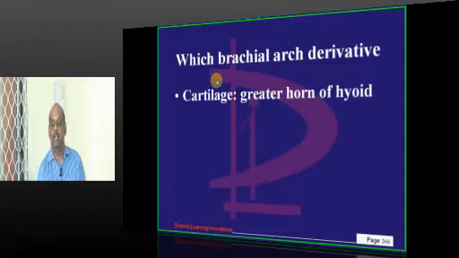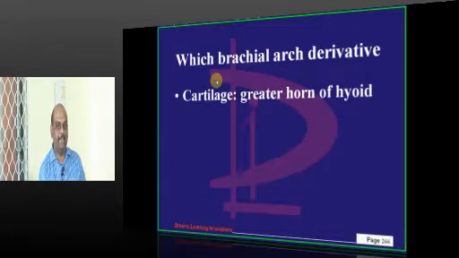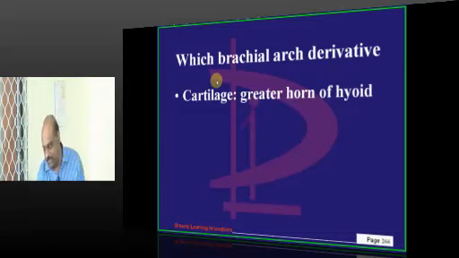Okay doc, shoot me an answer. Second is an answer we get from Nampally. Greater horn of the hyoid, thyroid cartilage.